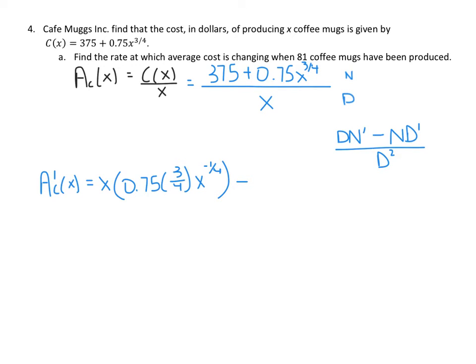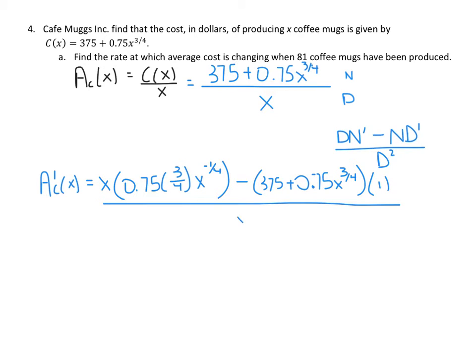Minus, now we copy down the numerator, 375 plus 0.75x to the 3/4. Now times the derivative of the denominator. The derivative of x is just 1. And then this is all over the denominator squared, so x squared.